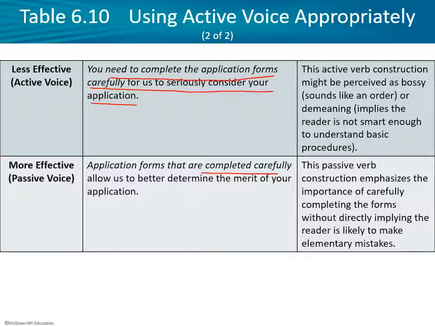it's just better. In all seriousness, though, really look at what we're talking about here. We're moving from this aggressive, bossy tone, even demeaning. "You need to complete the application forms carefully." It makes it sound like we're assuming they're not going to do that, that they're being reckless. And you move from that to this other example: application forms that are completed carefully allow us to better determine the merit of your application. When I hear these two, I hear one that sounds rude and disrespectful, and we move to something a lot more sensitive, a lot more positive sounding. They don't directly imply that the reader is likely to make elementary mistakes. So really, it's about tone as much as it is about clarity.